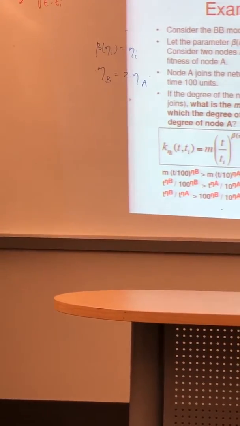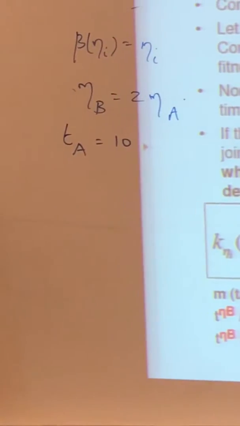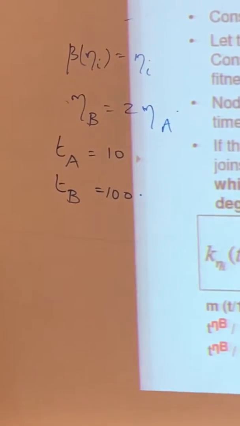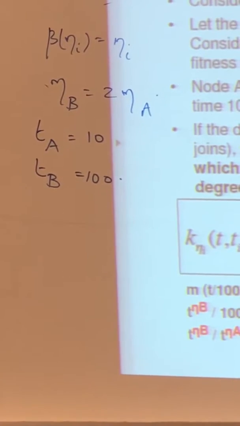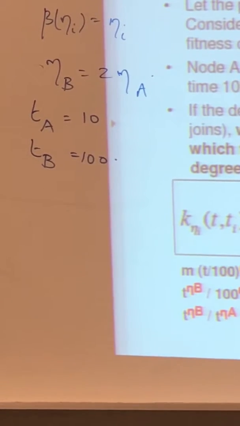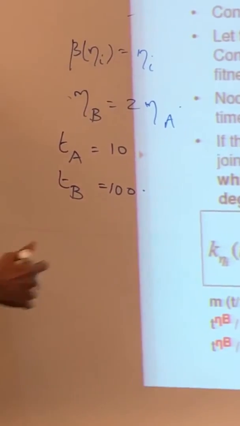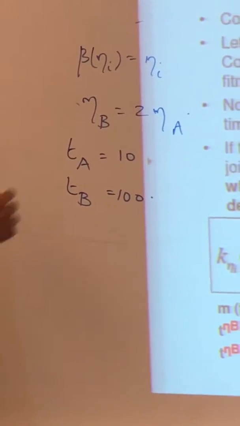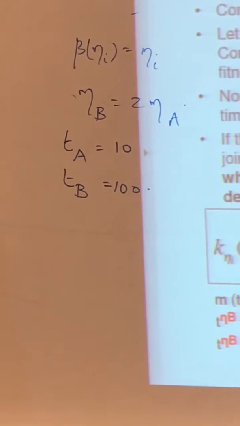Now node A joins the network at time 10 units. This means the joining time TA is given as 10, and node B joins the network at time 100 units. Then what else? If the degree of the nodes increases for every time unit, of course, when a new node joins, it tries to have a link with the existing nodes. Eta is the fitness. What is the minimum time starting from which the degree of node B would always be greater than that of A?